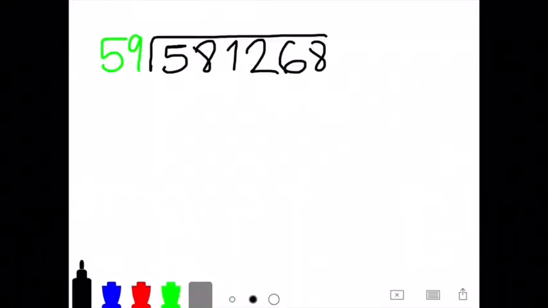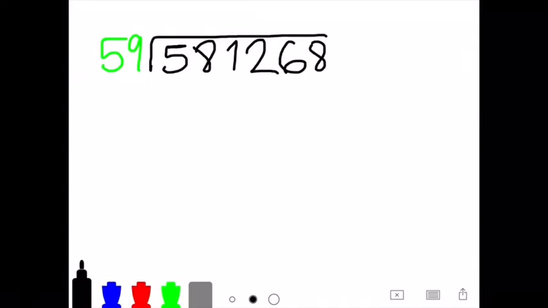Okay, now we're going to move on to long division. Okay, so the difference that long division tends to have is it has 2 digits outside the bus, or it could be even more. So 59 into 58 will clearly not go in, so we're going to use 581.